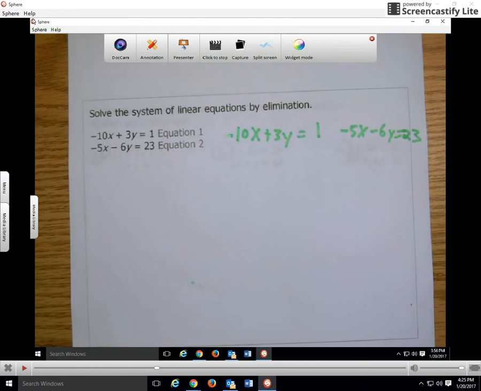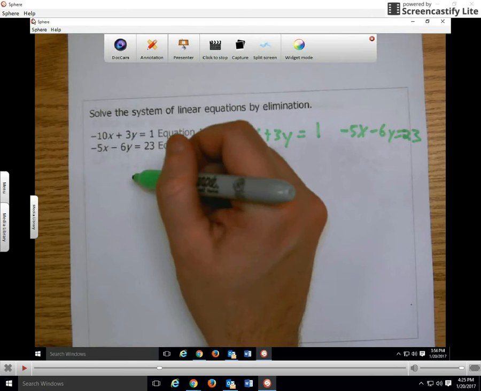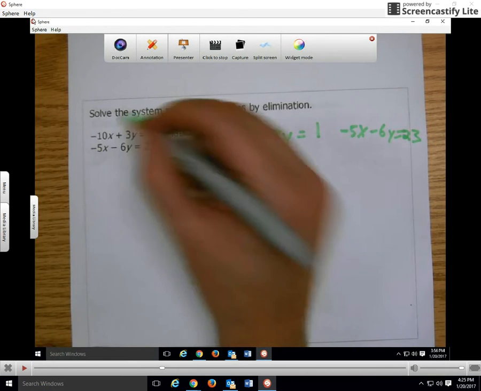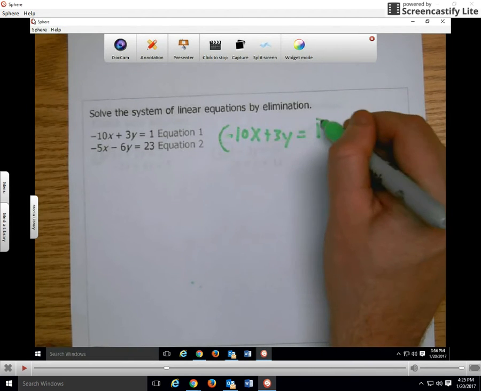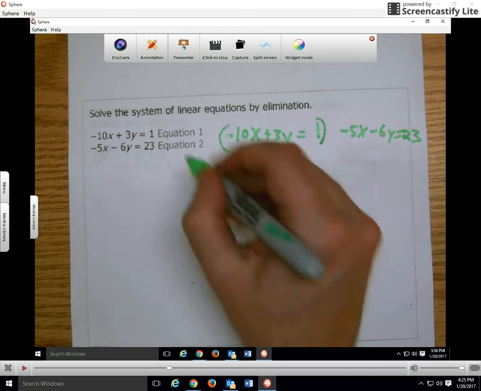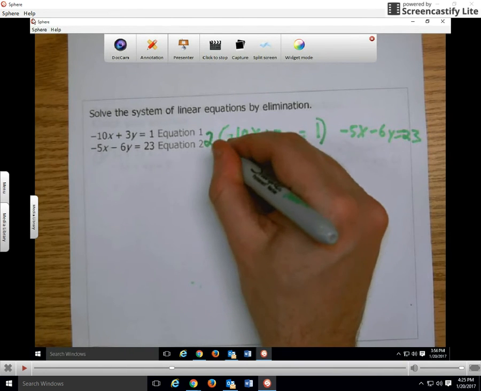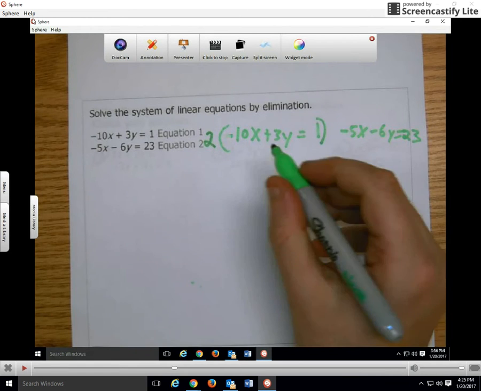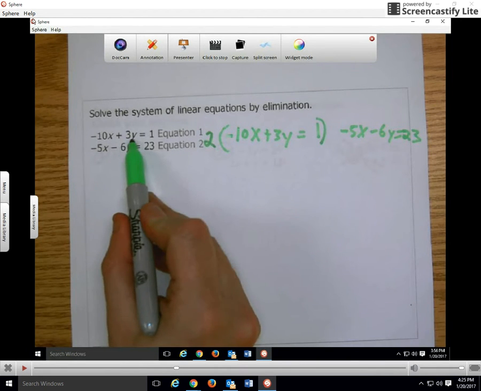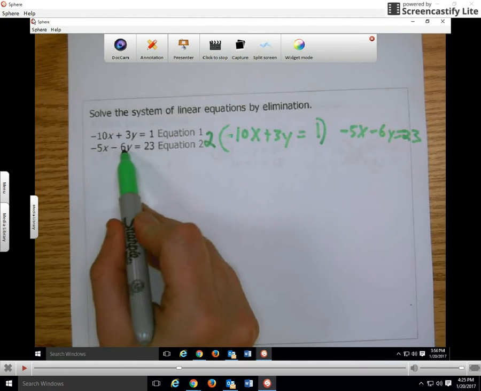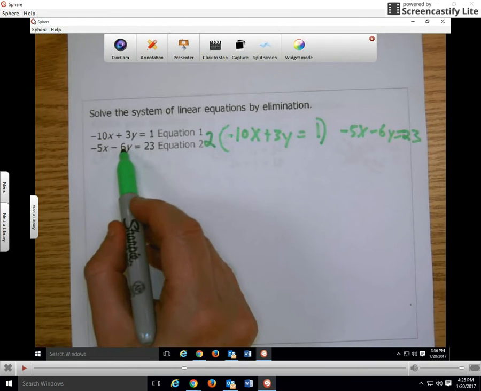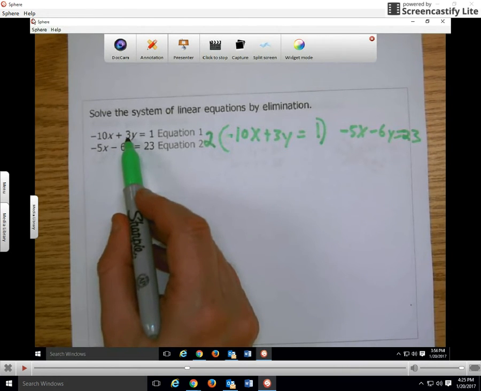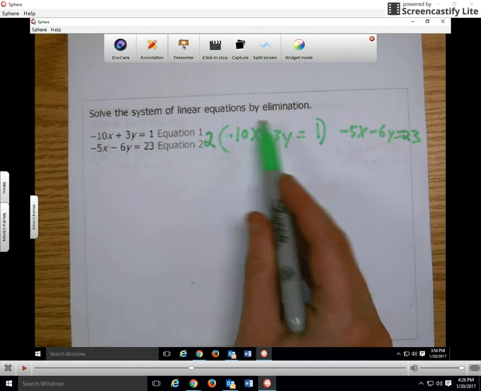That would get rid of the x's. I, however, am going to take a different strategy, and I'm going to get rid of the y's. Okay, and so let's go ahead and do that. In order to get rid of the y's, I'm going to multiply this whole top equation, the whole thing, by a 2. Why would 2 be a good option to multiply it by? Well, because this is a positive 3y and this is a negative 6y. So in order for these to be eliminated, they would have to be opposites. So if this is a negative 6y, this would have to be a positive 6y. Well, how do I turn a 3y into 6y? I multiply it by 2, because 2 times 3 is 6.